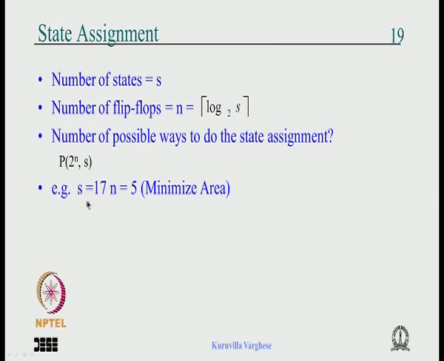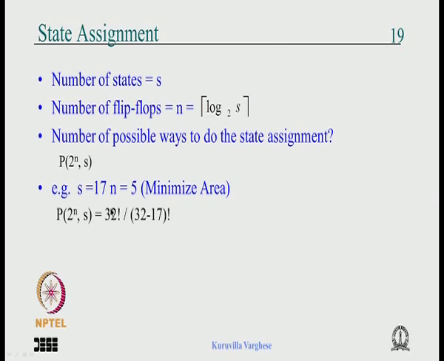There is a state machine with 17 states, and it is a real life case. There could be a state machine with 17 states. So n is 5. Okay, you will accuse me of choosing something close to 16, but in real life it can be strange. Let us find out the possible ways of doing the state assignment. The permutation of 2 raised to n: 2 raised to 5 is 32, and states is 17.